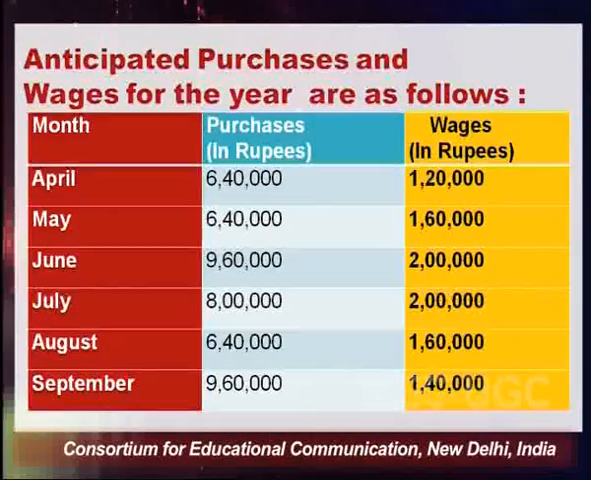Anticipated purchases and wages for the year are given. From April to September, the amount of purchases and the amount of wages are given in rupees. There is no condition for lag in payment of creditors or wages. So accordingly we'll make an assumption that whatever amount is being paid will be paid in the same month.